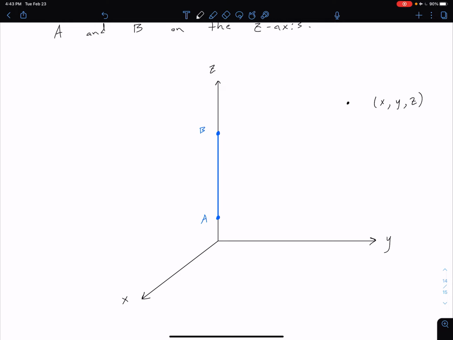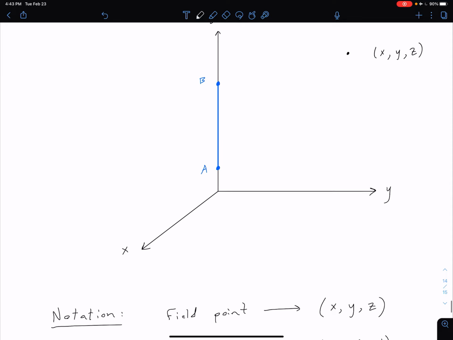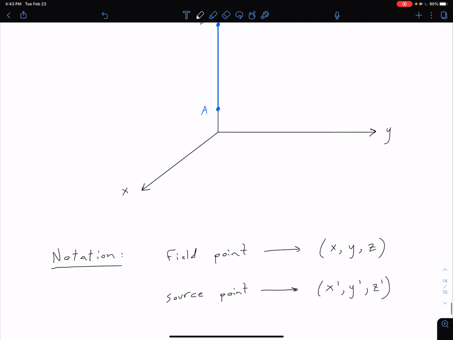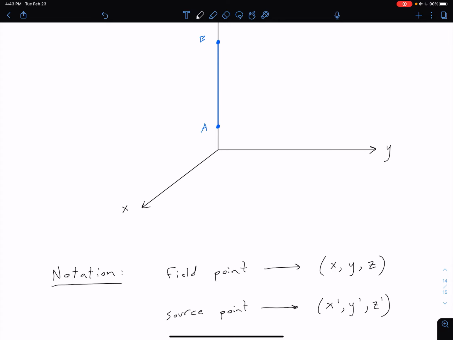Just as a note on notation, typically if we're talking about a field point or an observation point, as I've drawn up here, we just have unprimed variables, in this case x, y, z. And if we're talking about a source point, remember we're essentially breaking these up into a lot of point charges when we evaluate the integral, we're going to use prime notation for that. So we'll say those are at point x prime, y prime, z prime.